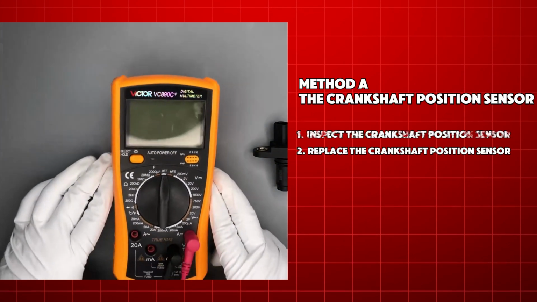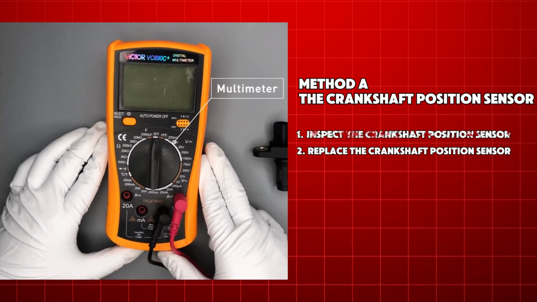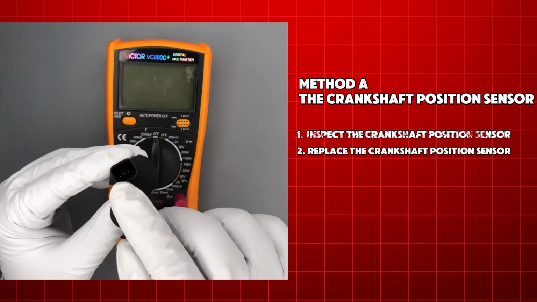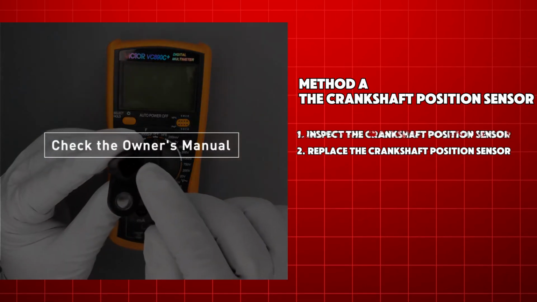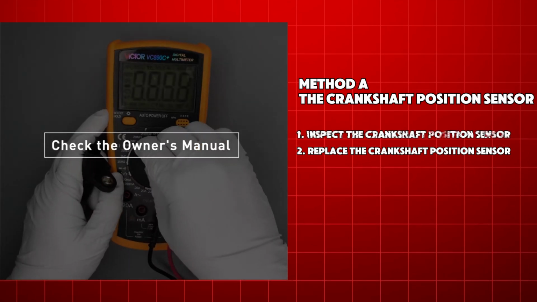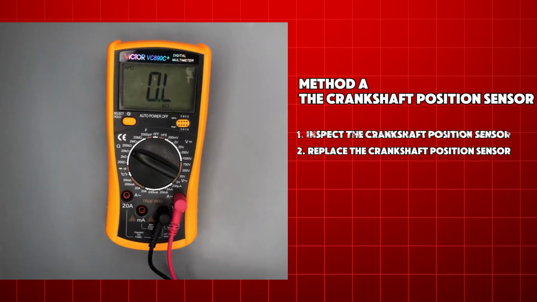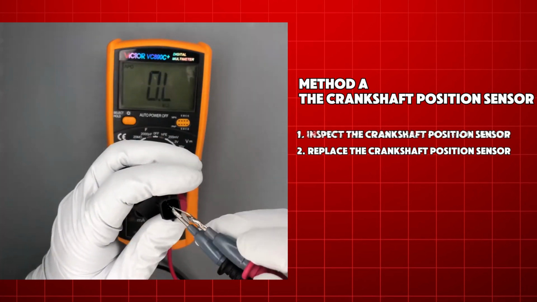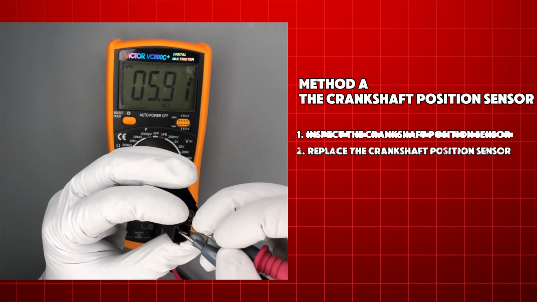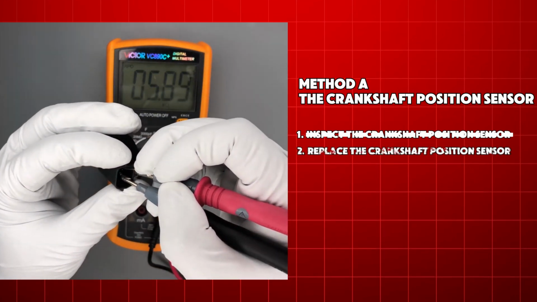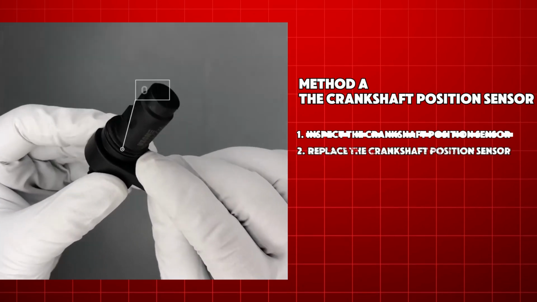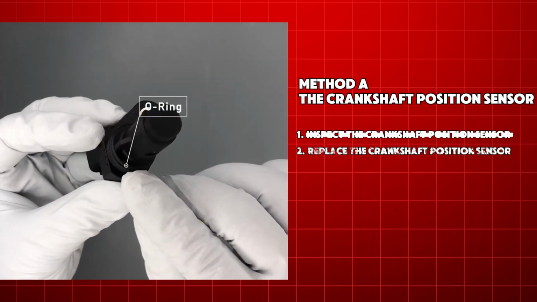Next, use a digital multimeter to perform a resistance test on the sensor. Before testing, check your vehicle's service manual or repair guide for the correct resistance specification, as the values can vary depending on the make and model. If the multimeter shows no resistance or an out-of-spec reading, the crankshaft position sensor is likely defective and should be replaced. Check for the old O-ring, remove it if needed, then install the new sensor securely.